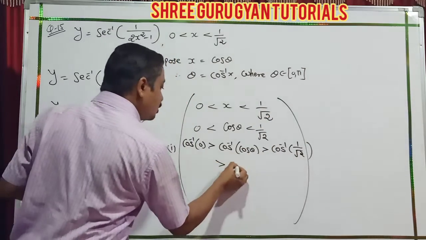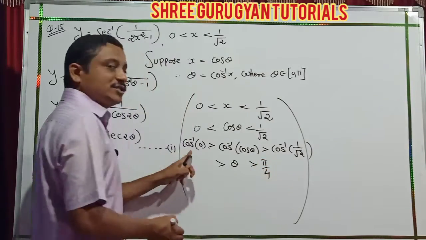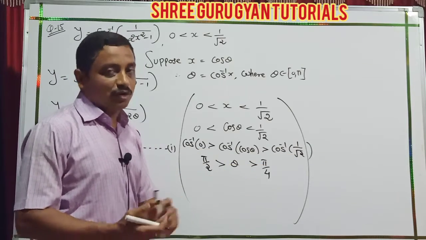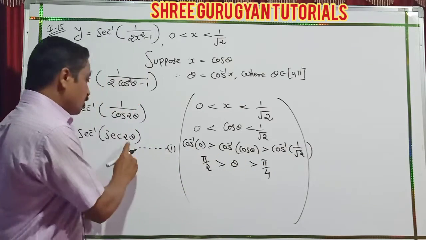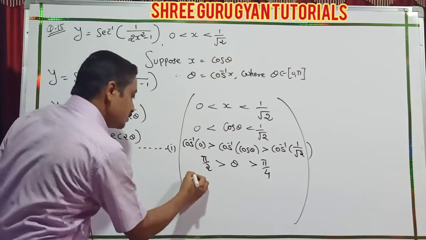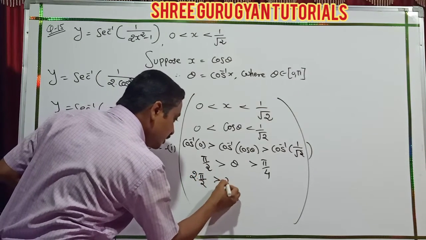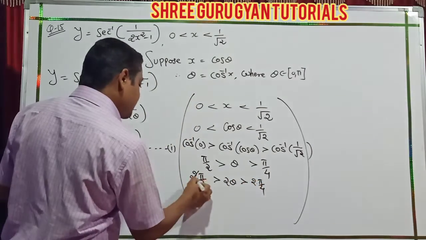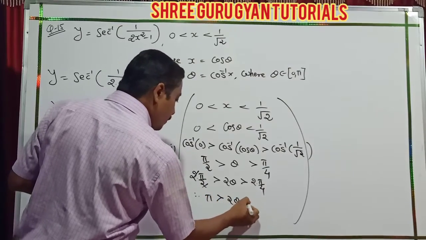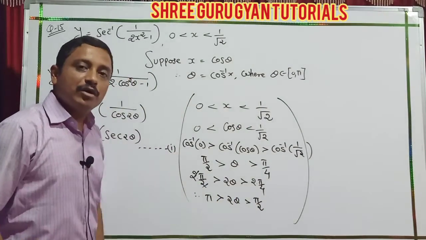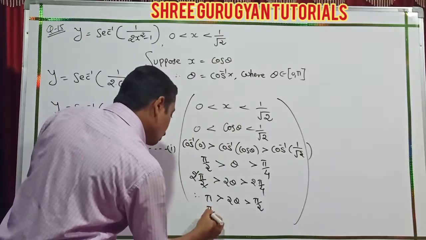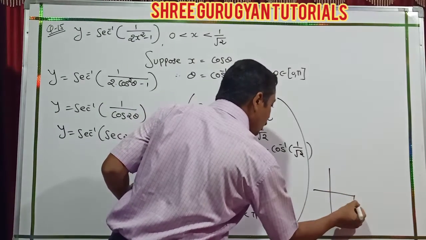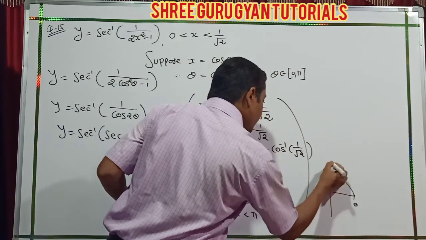So when a is cos 0, yes, cos 0 is 90 degrees, and when a is cos 1 by root 2, cos 45 degrees is theta, but I want 2 theta. So 2 into pi by 2, and here multiply 2 into pi by 4. So what are you getting? Yes, it is getting pi, and here getting pi by 2. Now rearrange the terms: pi by 2 to pi.